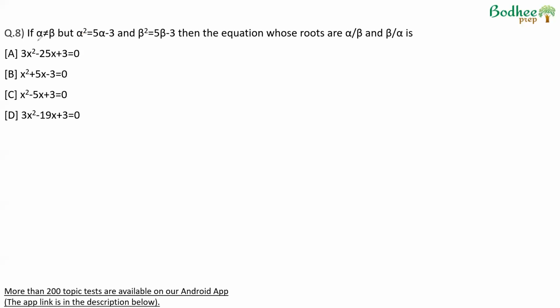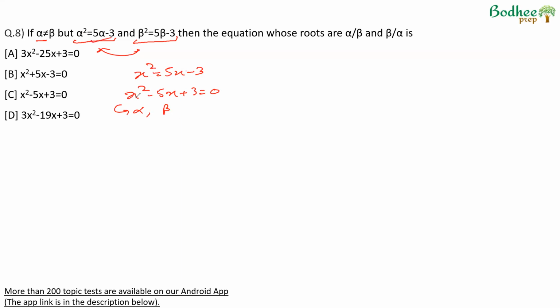This question says alpha is not equal to beta, but alpha square is equal to 5 alpha minus 3 and beta square is equal to 5 beta minus 3. Now, if we look at this, they are similar equations. Therefore, if I write an equation x square is equal to 5x minus 3, or x square minus 5x plus 3 is equal to 0, I can say that alpha and beta are roots of this equation. If alpha and beta are roots of this equation, alpha square minus 5 alpha plus 3 will be 0. And we'll get the first part.